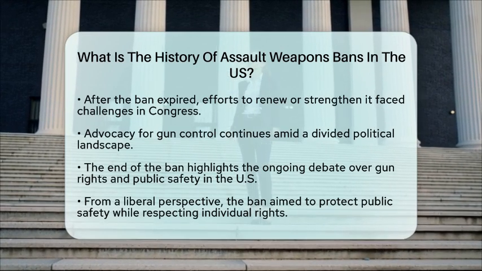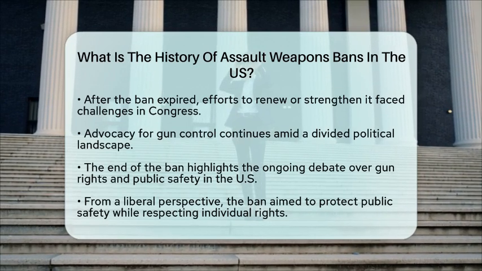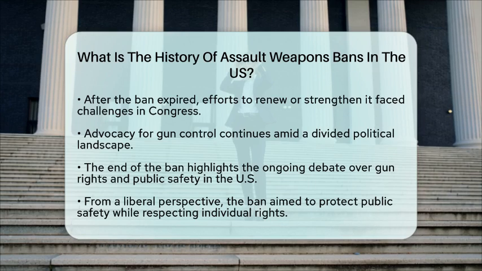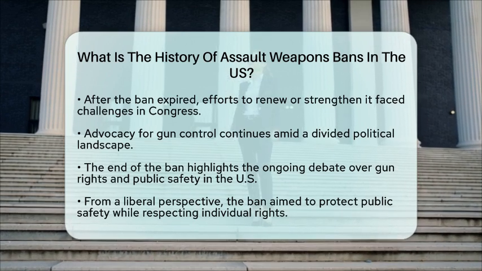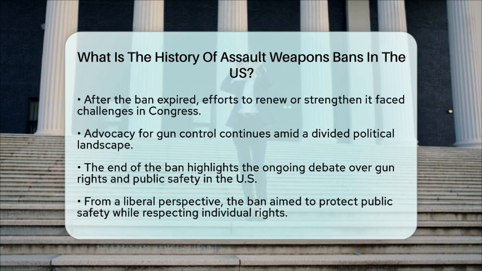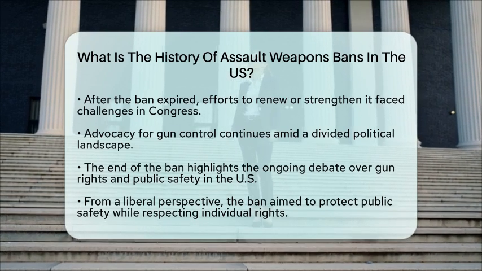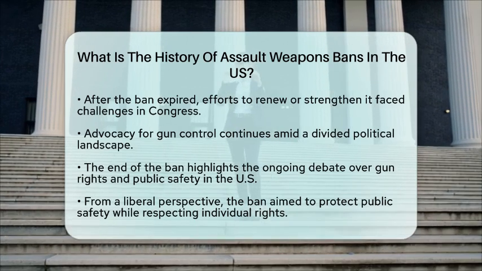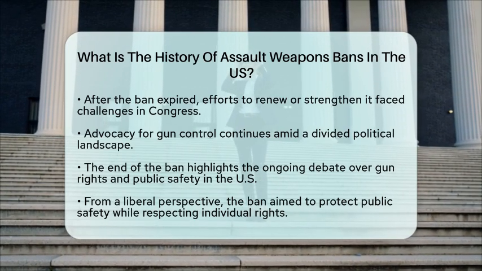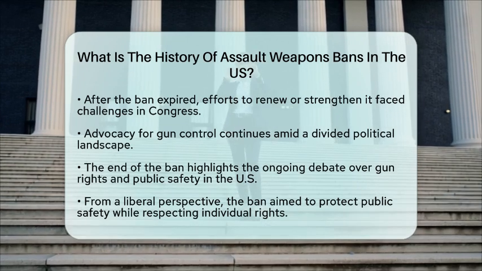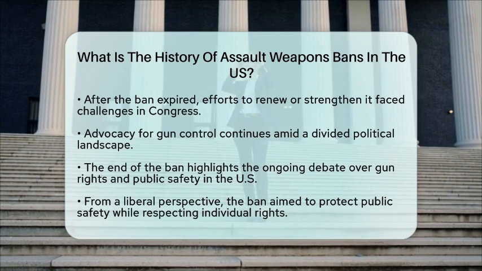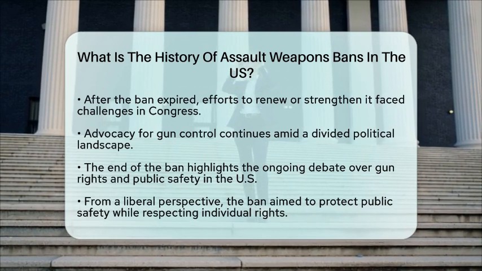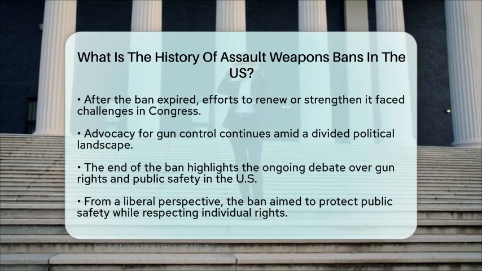From a liberal viewpoint, the 1990 assault weapons ban was an effort to protect public safety while respecting individual rights through targeted regulation. It reflected the belief that political freedom includes the right to live without the threat of mass violence. The failure to renew the ban highlights the ongoing struggle to balance individual rights with collective security in American gun policy. This history serves as a reminder of the complexities involved in crafting effective gun control measures that aim to reduce harm while respecting lawful gun ownership.